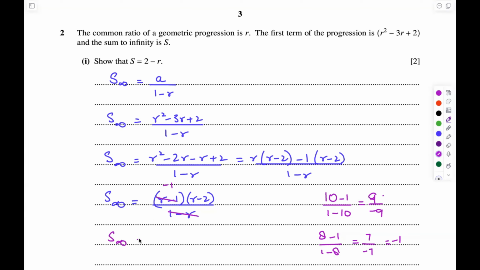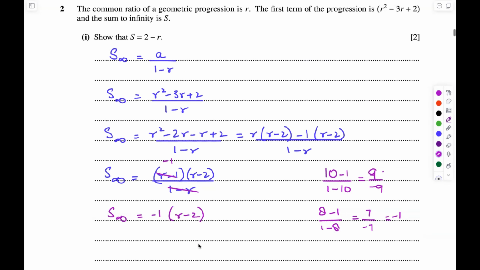So sum to infinity will be equal to minus 1 into (r minus 2). So minus 1 into r will become minus r, and minus 1 into minus 2 is plus 2. So this will become 2 minus r, as we had to show.